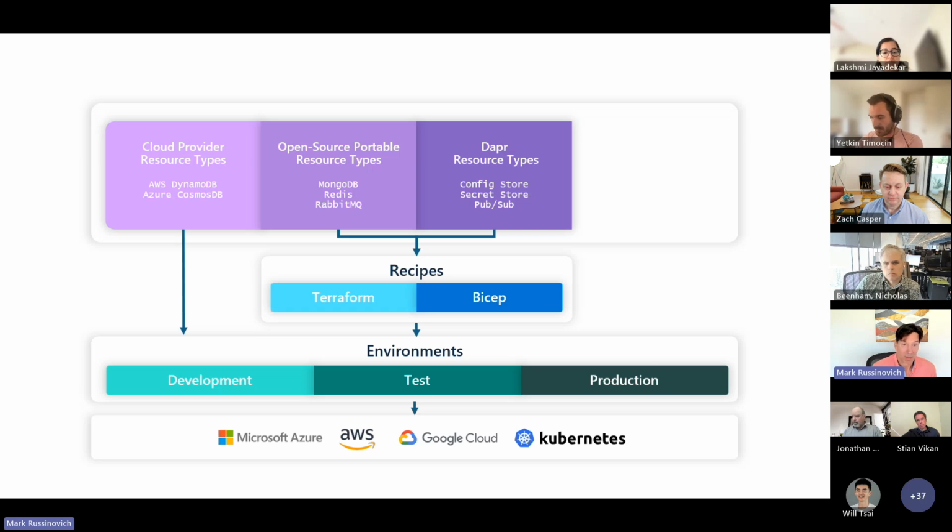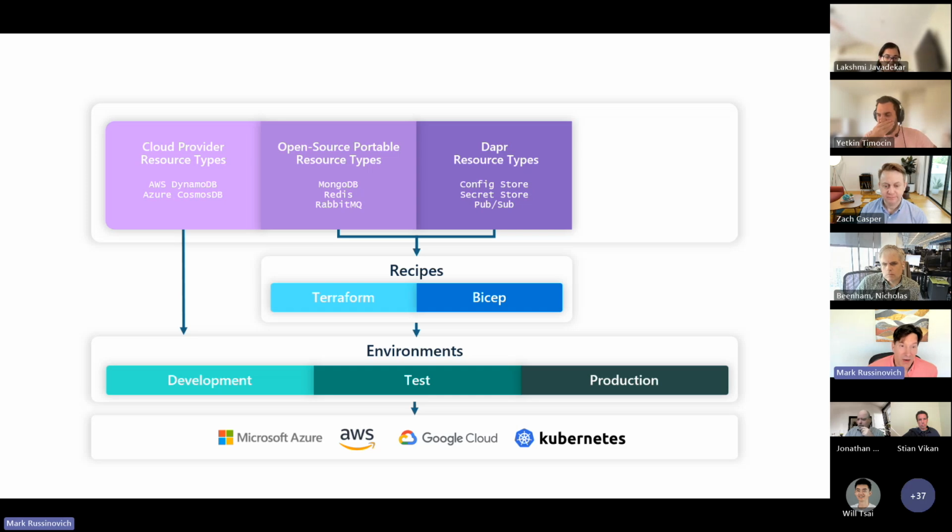Those two categories of resource types are the open source portable resource types that include things like Mongo, Redis, RabbitMQ that have implementations across different control planes. For example, there's native support for MongoDB in Azure in a couple of forms, including Cosmos DB. In AWS, DynamoDB supports some MongoDB API. Azure Redis Cache is an example of a Redis implementation, although you can deploy Redis on Kubernetes using containers.